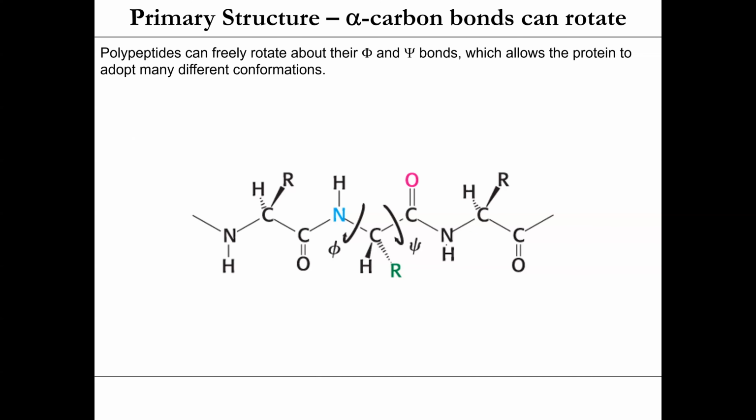So although polypeptide chains are conformationally restricted about their peptide bonds, which are the bonds located right here, the bonds connecting to the alpha carbon are able to freely rotate. So these are called phi and psi bonds. And this is what allows the protein to adopt many different conformations and actually fold into its three-dimensional structure. So although that peptide bond is conformationally restricted and planar, the phi and psi bonds that connect to the alpha carbon are freely able to rotate. So that's how you're actually able to get that overall folding that gives the protein its final structure.